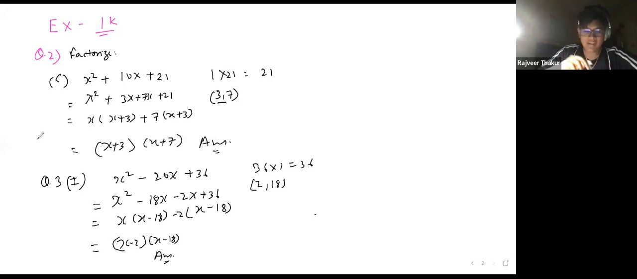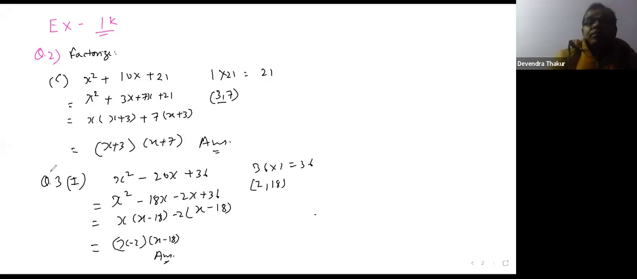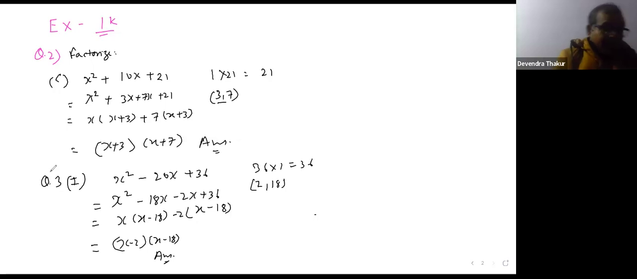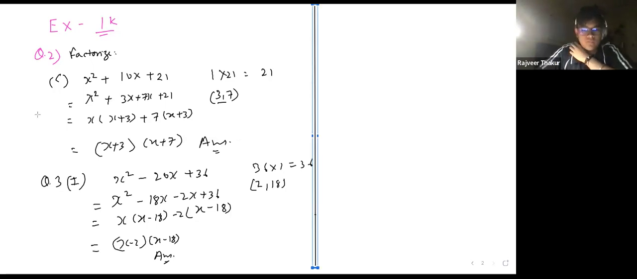If you put it like x minus 18 and then x minus 2, that would be correct as well. Yes, it is. That actually does not affect the result. That is the same thing. Okay. Let's use this space.